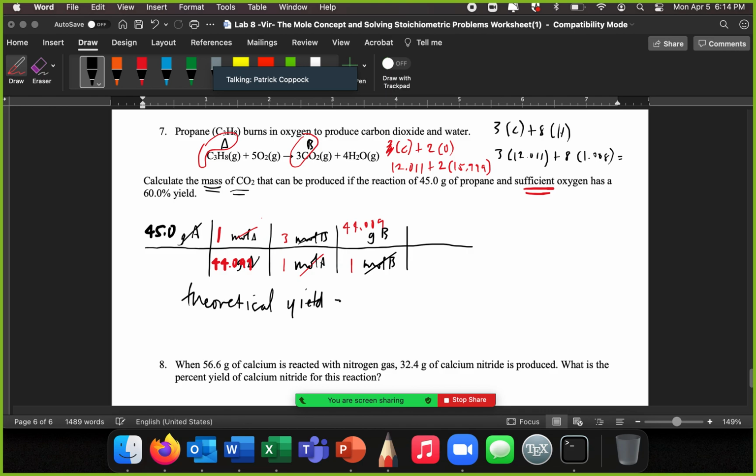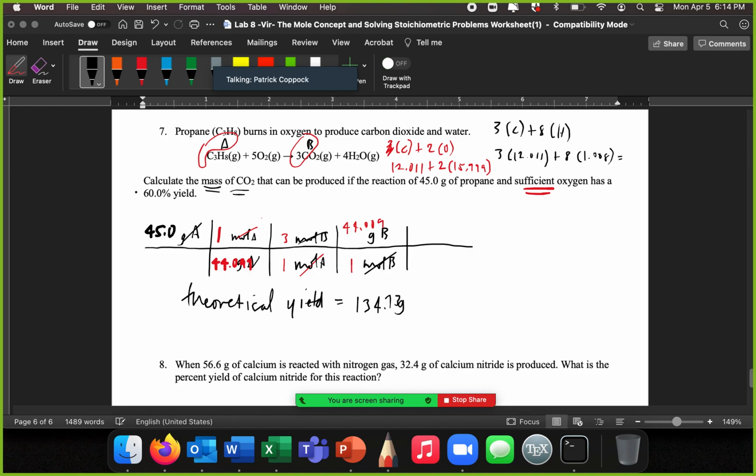This is my theoretical yield, okay? It's going to be about 45 times 3 because the 44s cancel. But I'm going to do it: 45 times 3 divided by 44.097 is equal to 134.73. This is the theoretical yield.